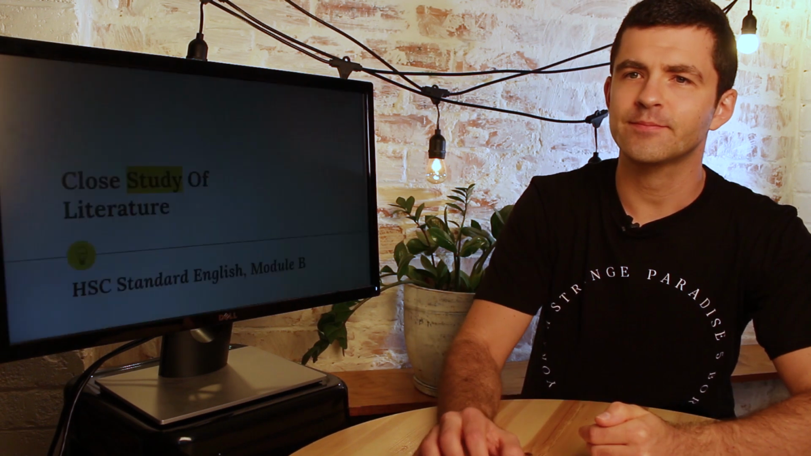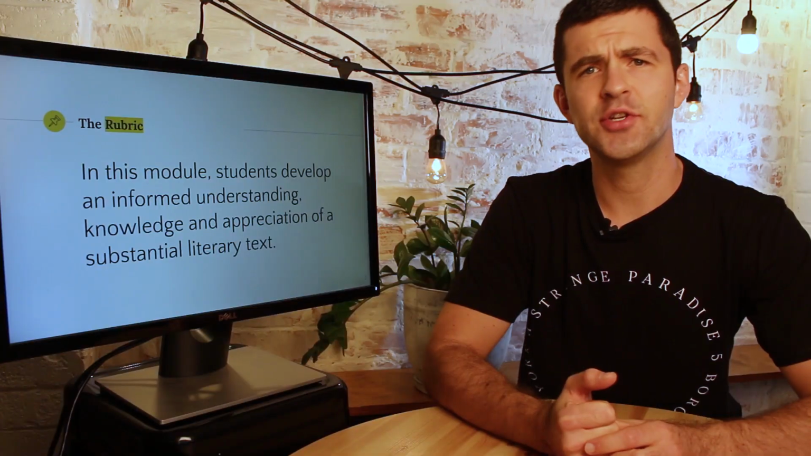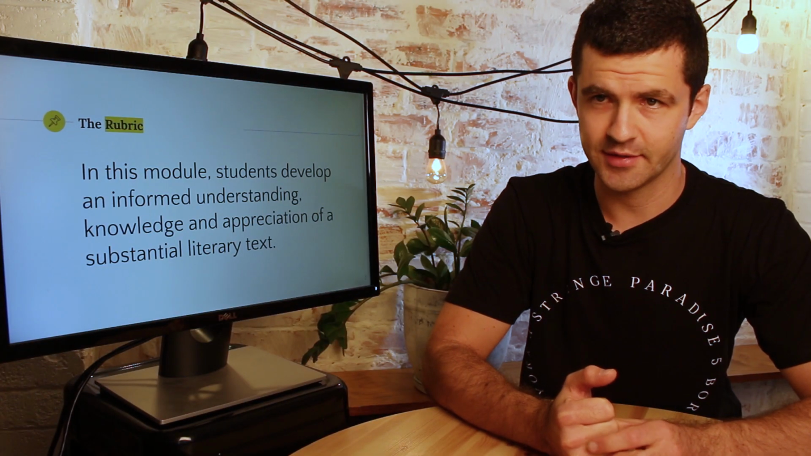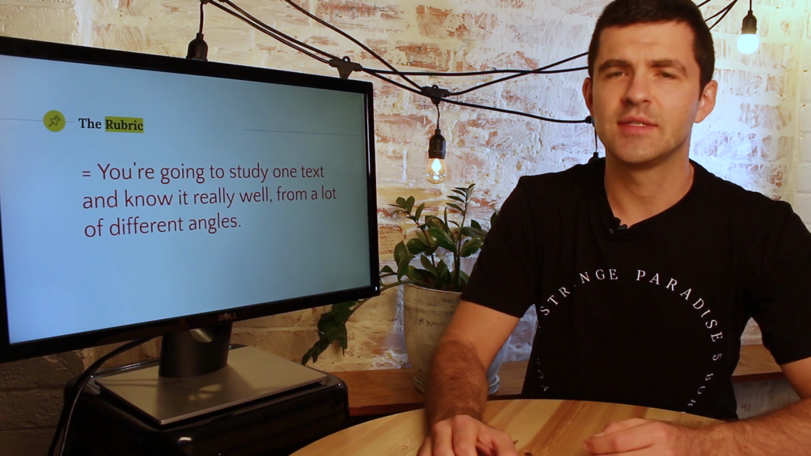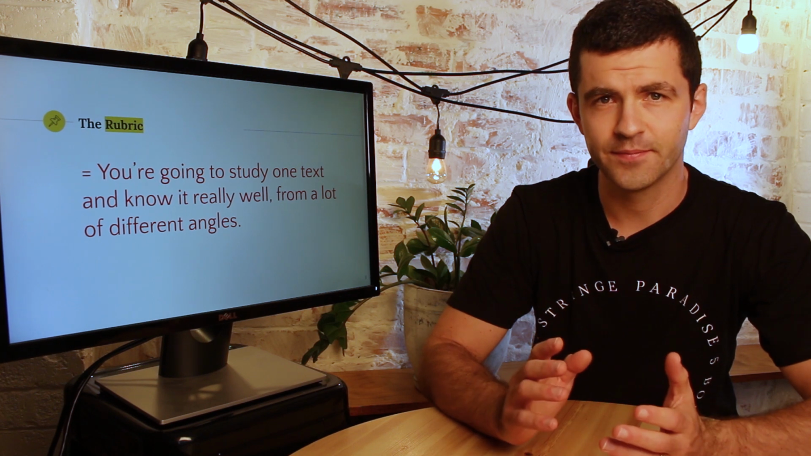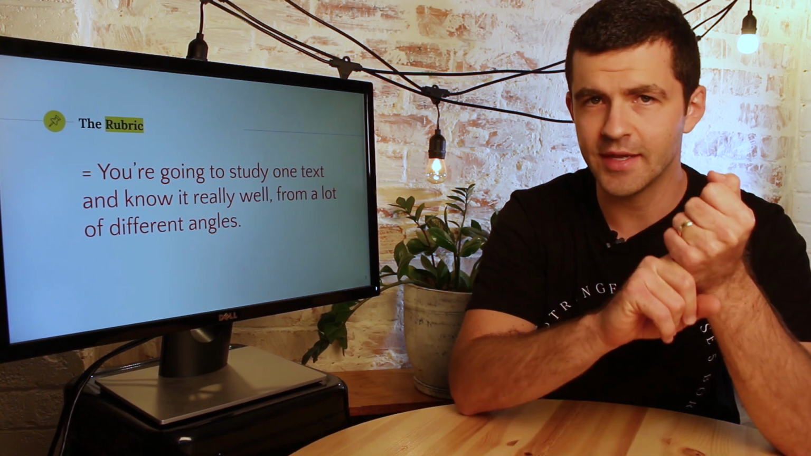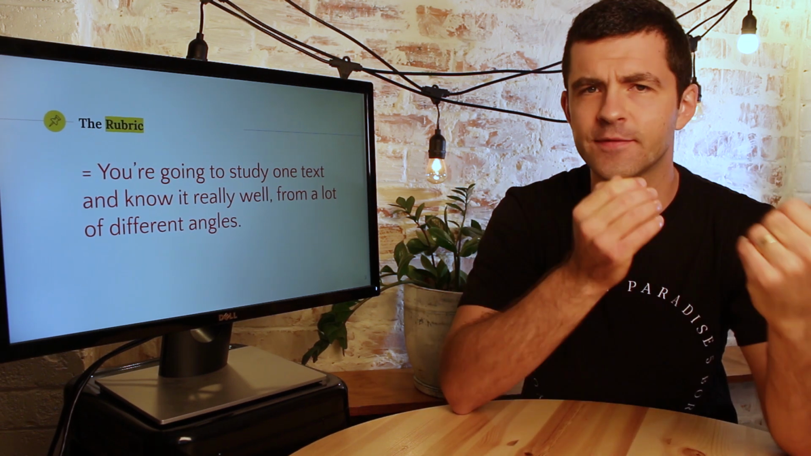Okay. In this module, students develop an informed understanding, knowledge, and appreciation of a substantial literary text. That sounds really fancy, but what it boils down to is that you're going to study one text and know it really well from a lot of different angles. That's all it is. We're focusing on one thing and you need to know it really well and have thought about it in a few different ways.